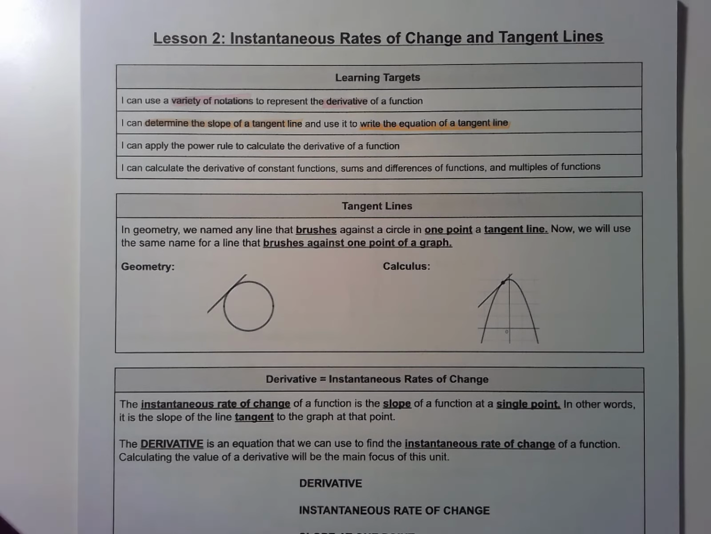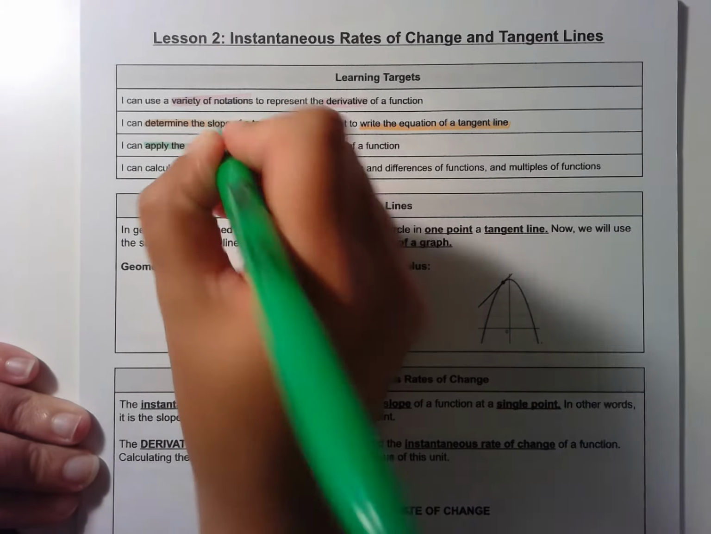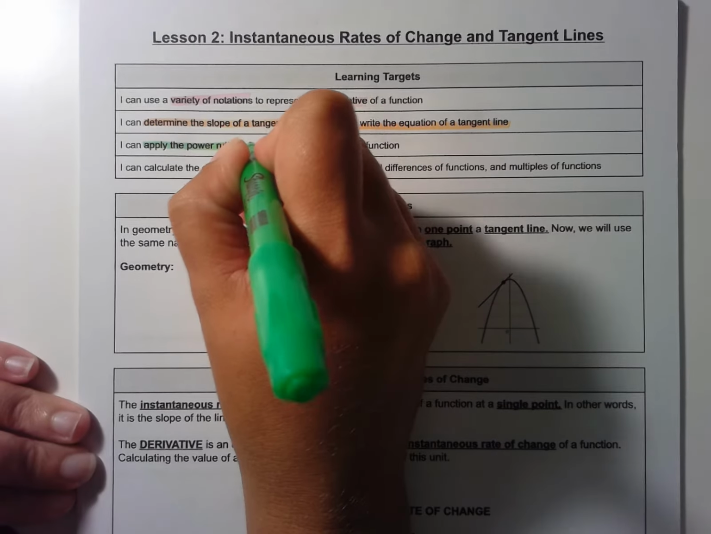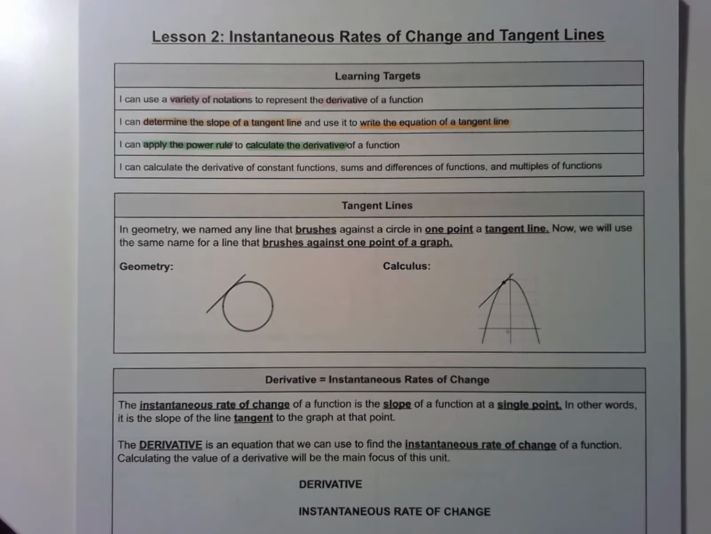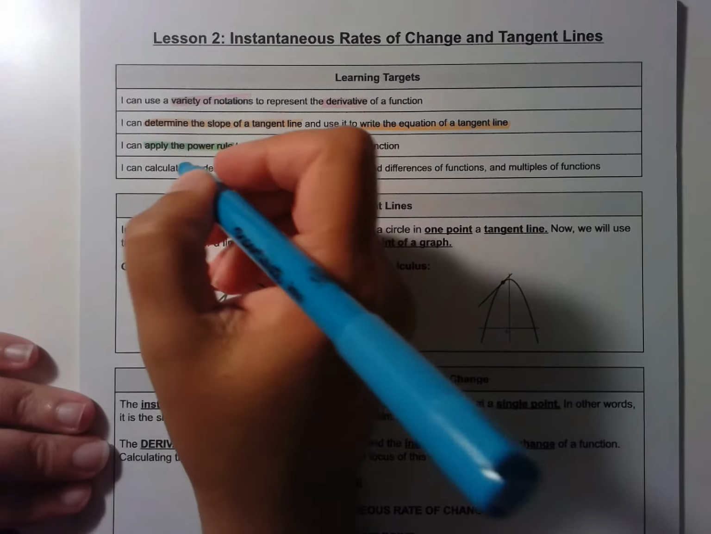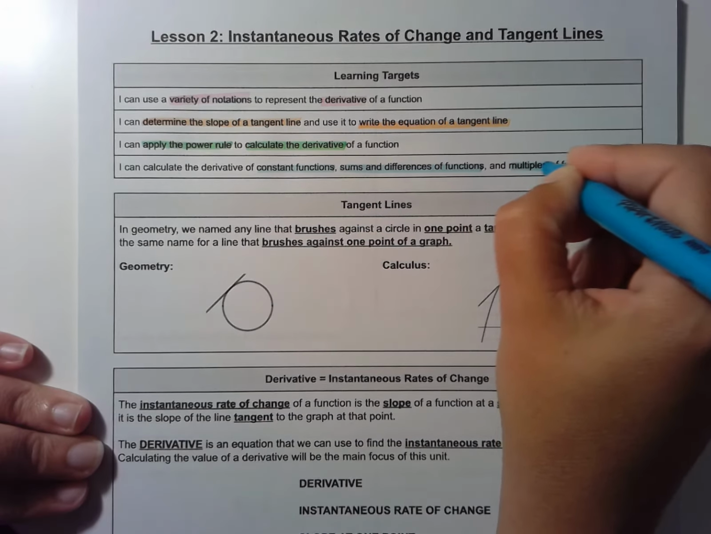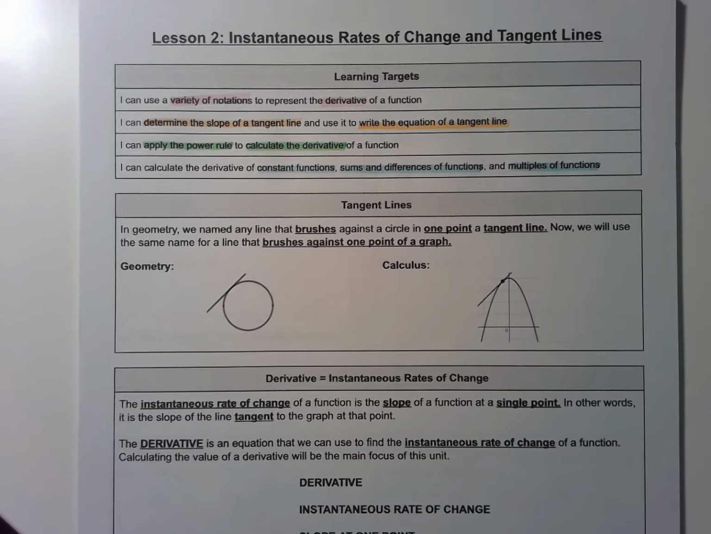The third learning target today is I can apply the power rule. So we're going to be learning something called the power rule. You will be asked to apply it to calculate the derivative of a function. So we're going to learn the notation for derivative. We're going to learn that that is connected to tangent lines. That's why those two things are in the same unit. And then we are going to learn how to use the power rule to actually find the derivative. And then last but not least, I can calculate the derivative of constant functions, sums and differences of functions, and multiples of functions. And these will all kind of be part of learning the power rule, but those are some specific types of functions we will learn about today.